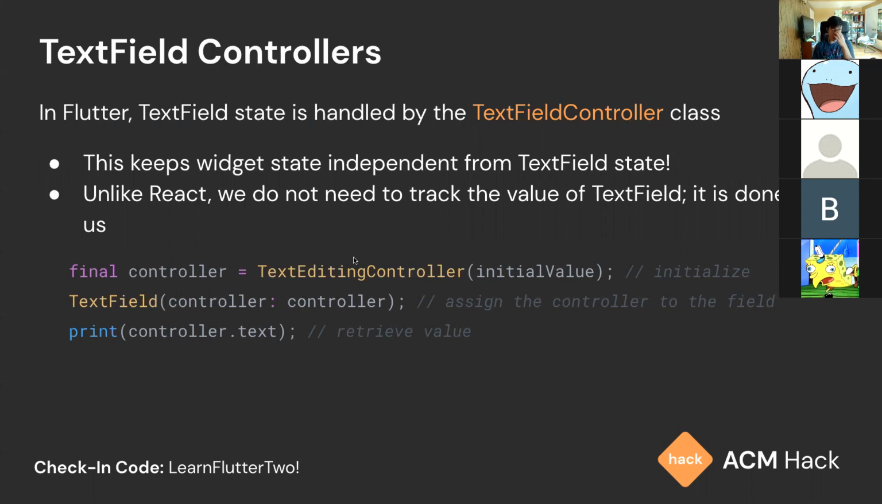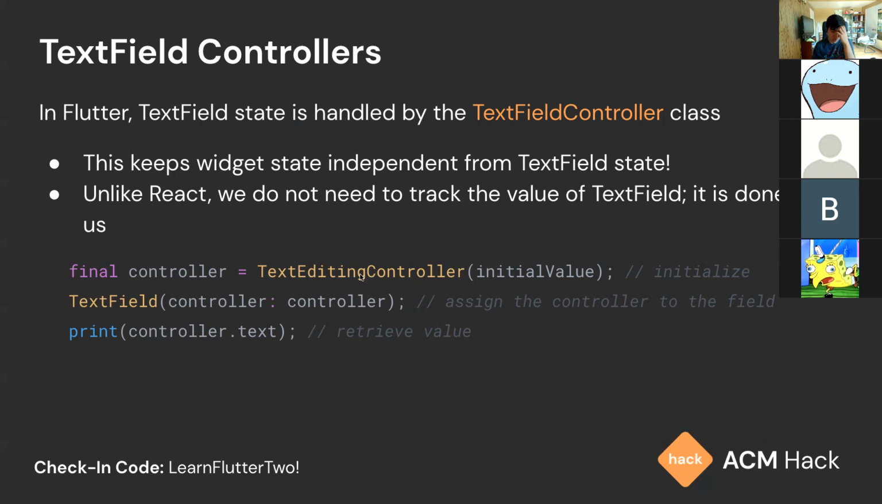Right, and this is done with text field controller classes. I think it's not actually text field controller, it's text editing controller, I apologize. So essentially the way they do this is, if you're familiar with React, the way you handle text input in React is you track that in a state variable, and then you change that state every time the text field changes. But here we have our own class, text editing controller, that handles the state for the text field independently from the widget.